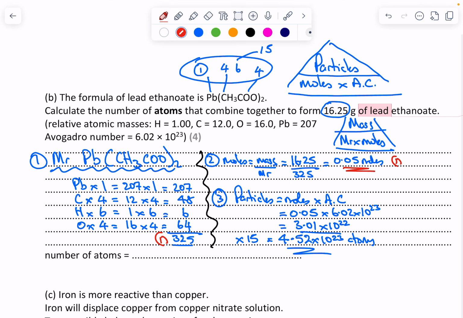Marks wise, just to finish that off for us, I've got 1 mark here and 1 mark here to get the 4 marks in total.